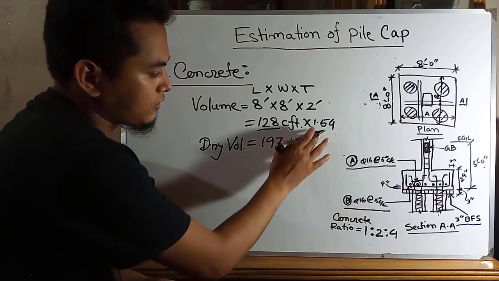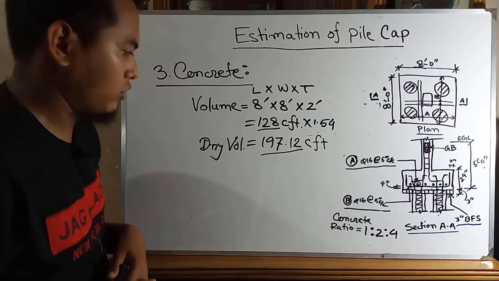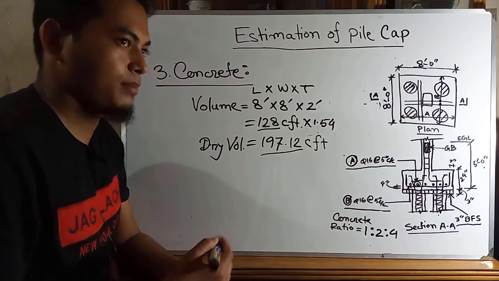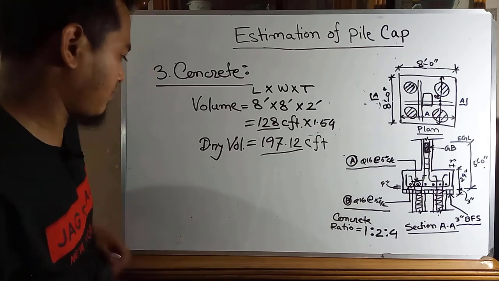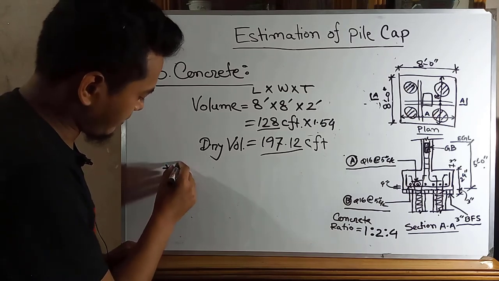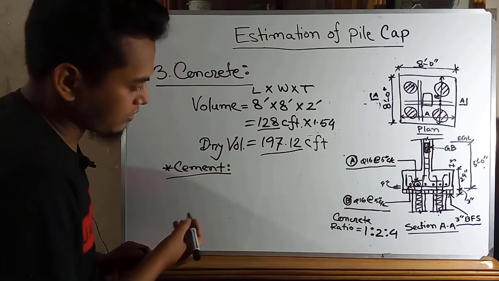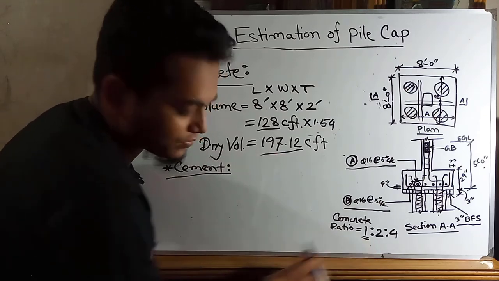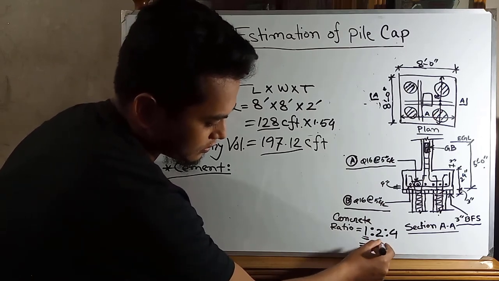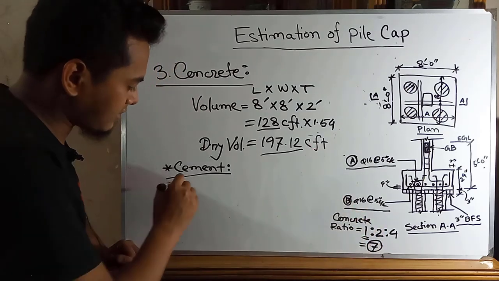CFT. Okay, so this is the volume. Now we find the cement, sand and coarse aggregate. So first we find the cement. The cement ratio is 1, okay, and the sum of the ratio is 7. So this is important, the sum of the ratio is 7. Okay, now we find the cement.